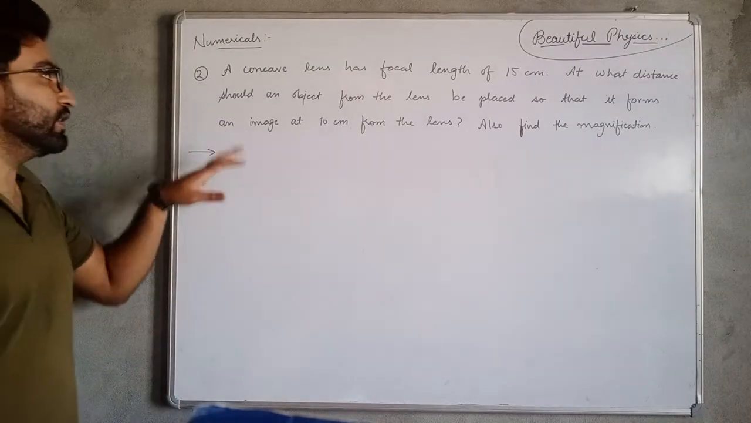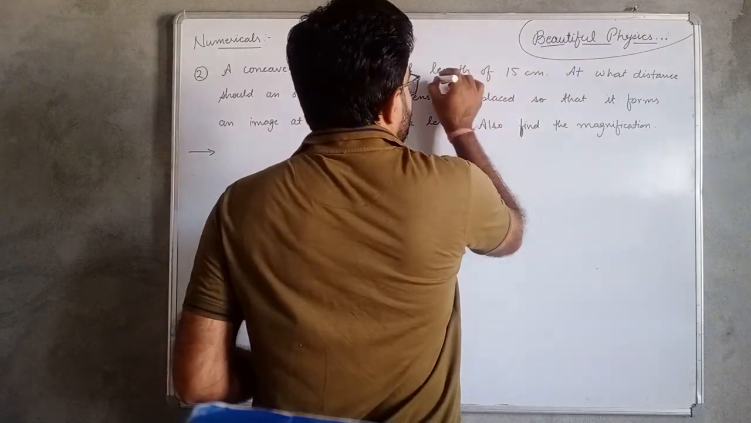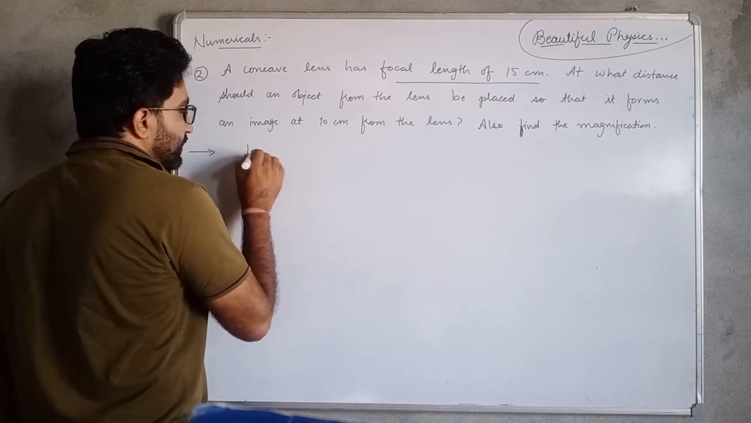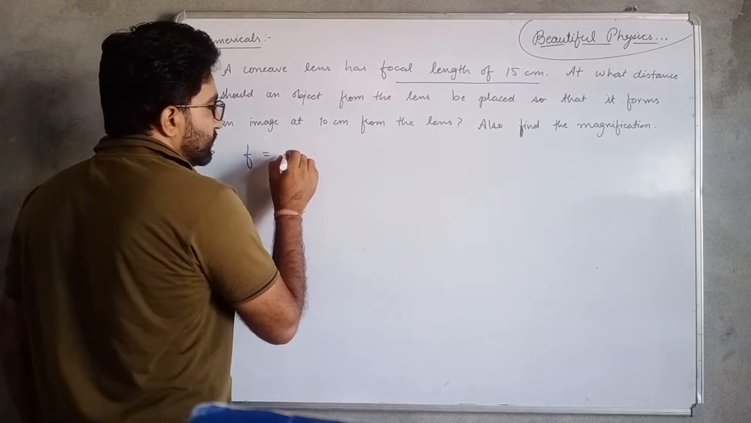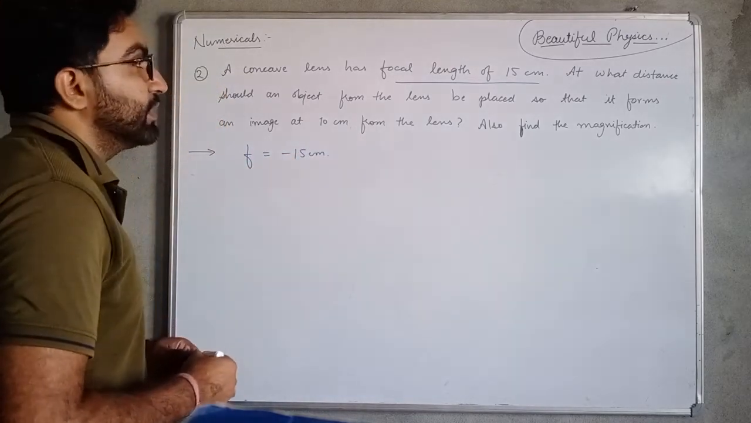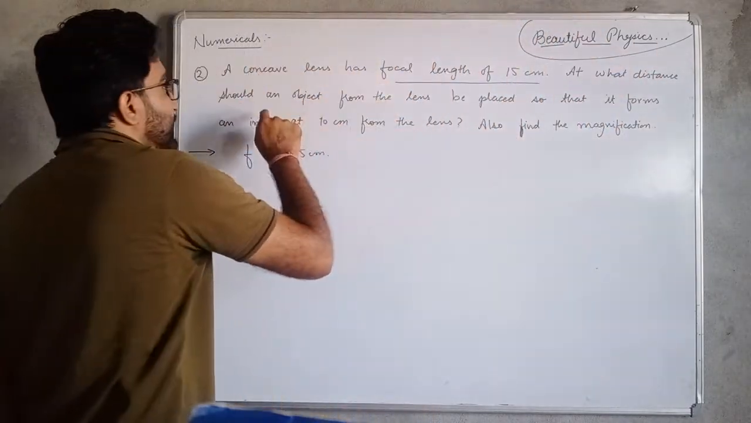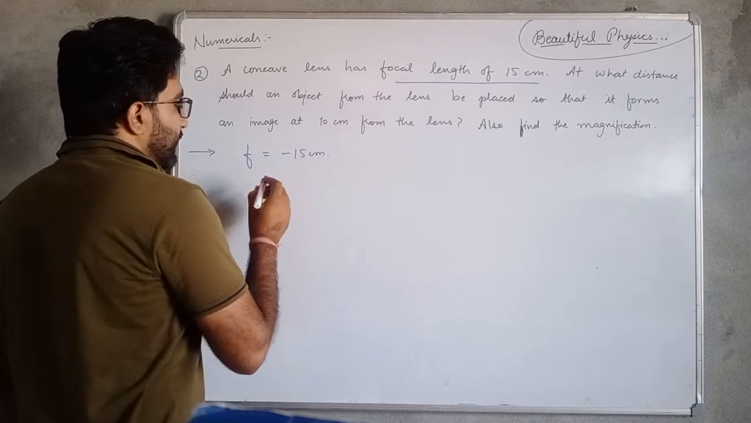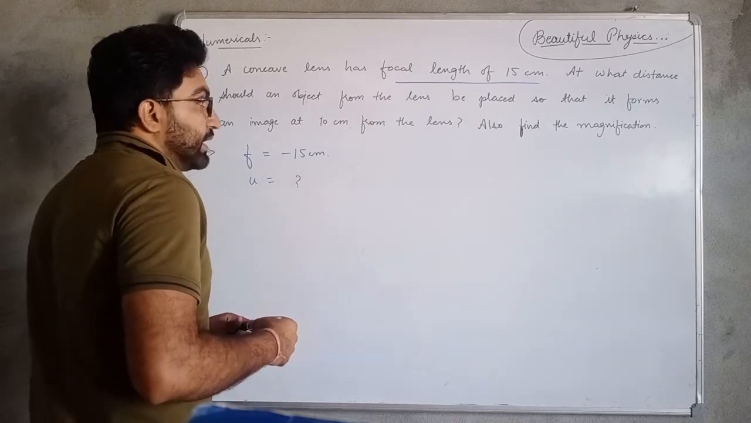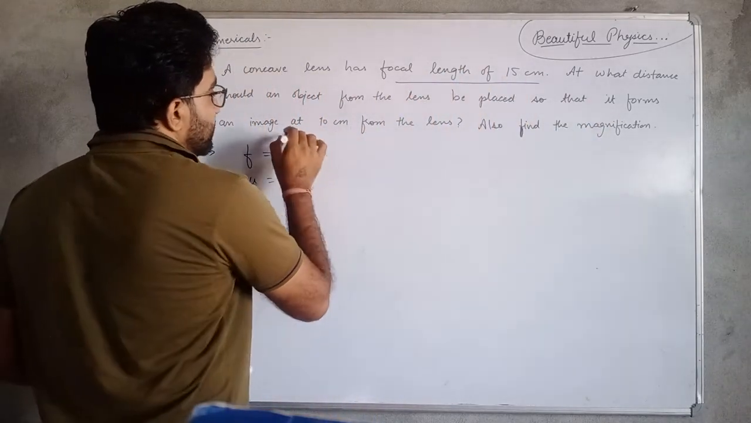Next one is a concave lens has a focal length of 15 centimeter. We have a concave lens having focal length equal to 15 centimeter, and we note that the focal length of a concave lens is always negative. So f is equal to minus 15 centimeter, and it is given that at what distance should an object be placed, that is, we have to find u, so that it forms an image at a distance of 10 centimeter.